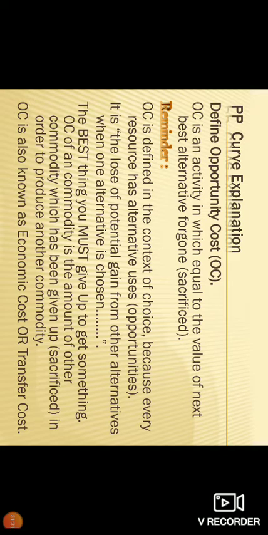So reminder, OC is defined in the context of choice, because every resource has alternative uses. Land can be put into different alternative uses. It is the loss of opportunity gained from other alternatives. When one alternative is chosen, the other alternative is foregone. See, the loss of opportunity gained. Remember, the loss of opportunity gained.